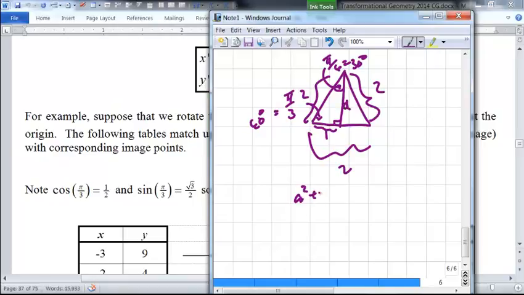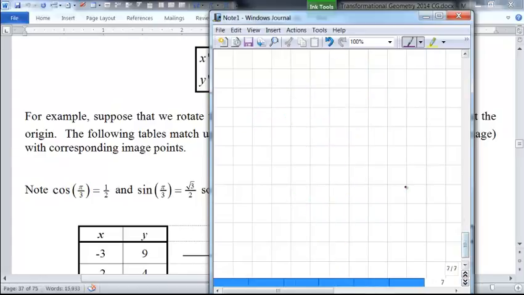So we know A squared plus 1 squared equals 2 squared. So A squared plus 1 equals 4. A squared equals 3. A is, well, plus or minus the square root of 3, but A is a length. So A is the square root of 3. So that's the square root of 3.